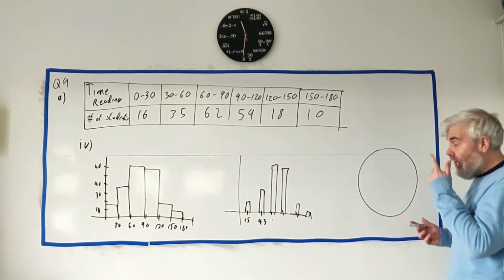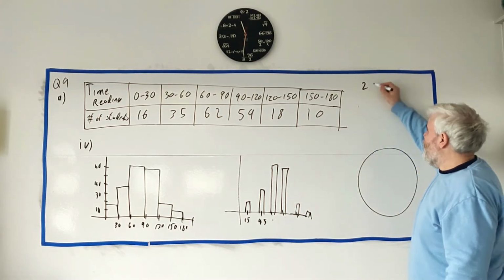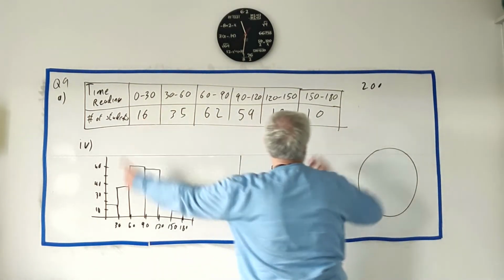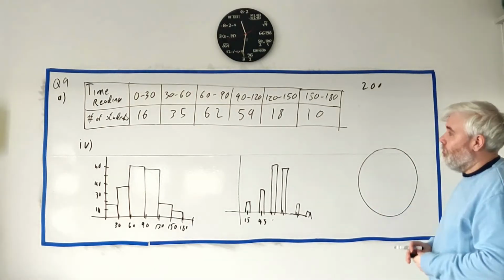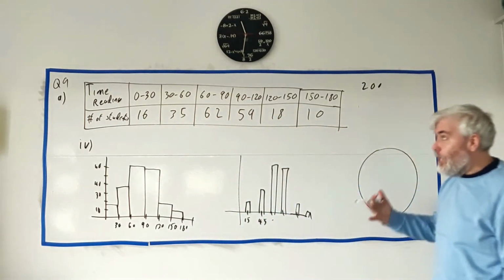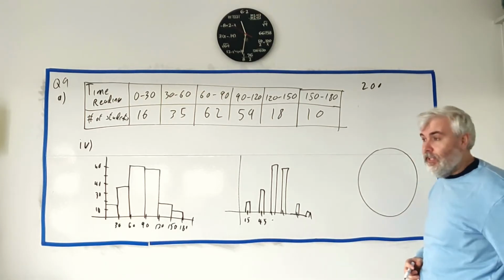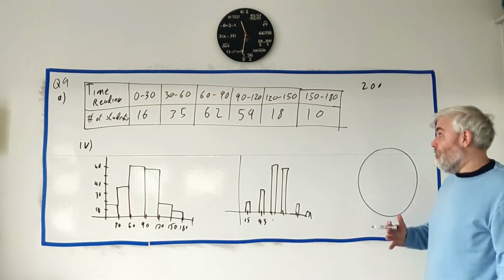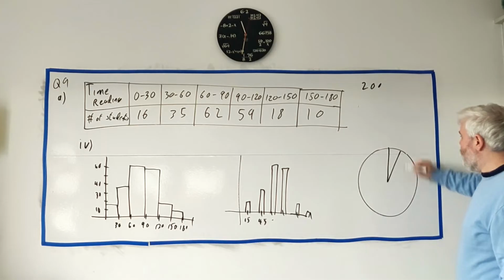The pie chart, again, you get full marks. It's just a lot harder to do. There's 200 total people here. So you need to get a percentage, 16 over 200, and change that percentage into a degree. So find out what percent is 16 out of 200. It's 8%. Find out how many degrees in a circle is 8%. So 8% multiplied by 360. I don't know, maybe about 29 degrees or something. So you get something like that.